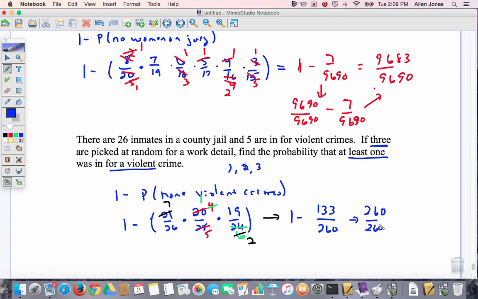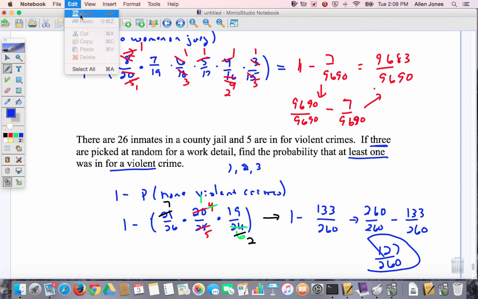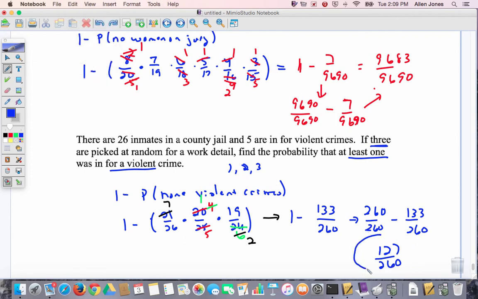So I have 1 minus, and across the top, 7 times 19 is 133. 26 times 5 times 2 is 260. And 1 minus that, I'll go the long version, 260 over 260 minus 133 over 260 gets me 127 out of 260. So there is a look at our multiplication rules.